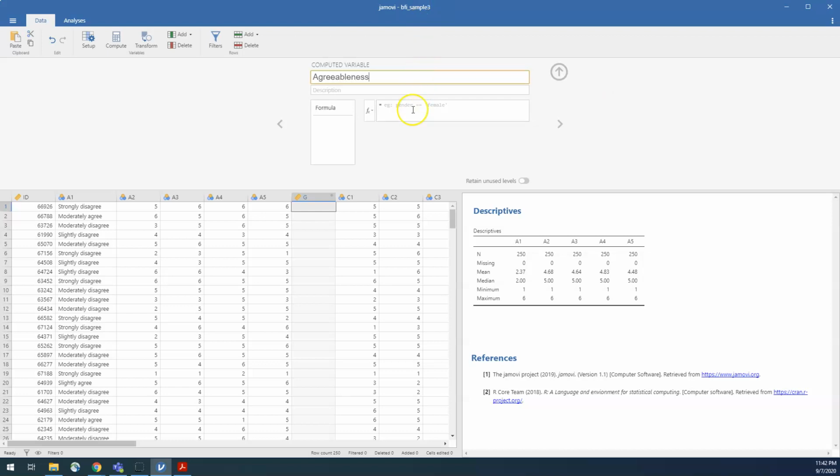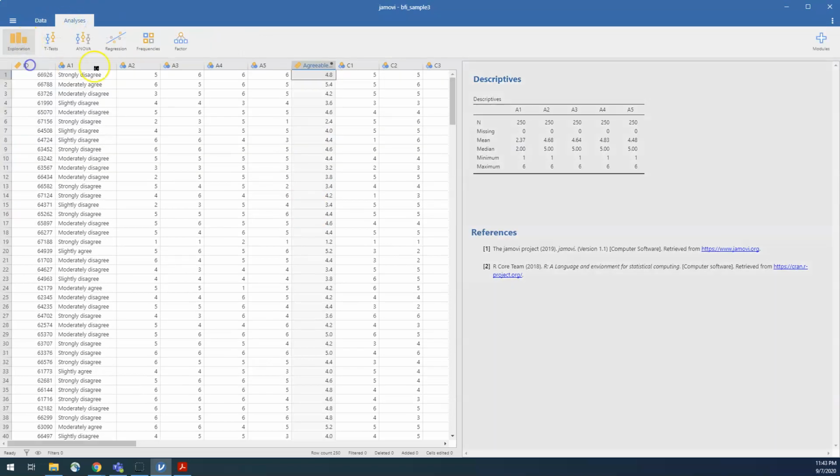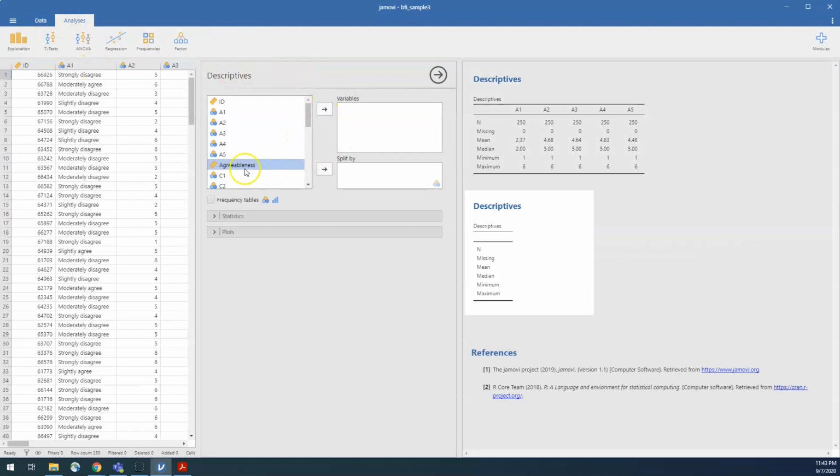In order to compute agreeableness, I'm going to type in here the mean of, and then open parentheses, A1, comma, A2, comma, A3, comma, A4, comma, A5, and then push enter, and that will give me an agreeableness scale. I can then go back to my analysis and figure out the average agreeableness. I can take this agreeableness scale, put it over in my variables, and it will tell me the average agreeableness is 4.2. That's much more useful than having 5 individual averages for separate questions.